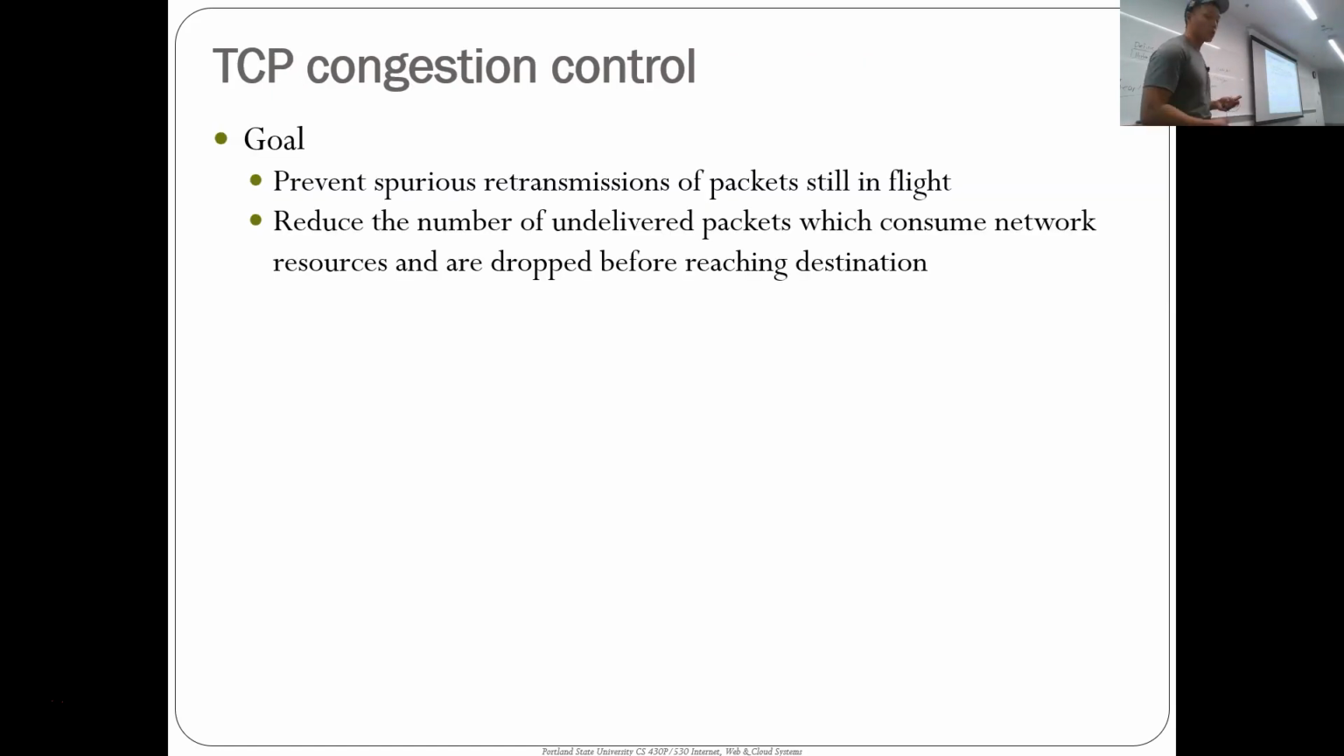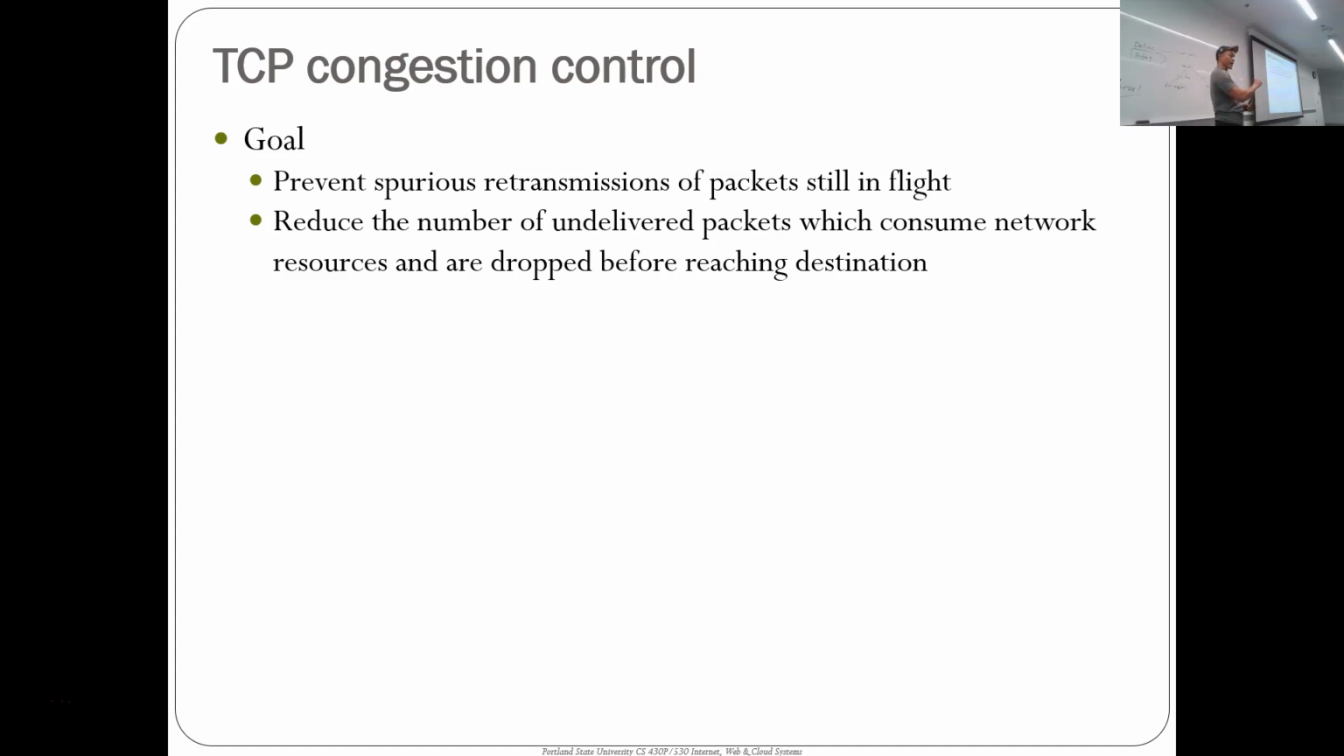And the goal for TCP congestion control is to do two things. Prevent spurious retransmissions of packets still in flight. So if you send a packet and you're like, hey, I haven't heard back an acknowledgement, you don't want to resend while that thing is still being delivered, right? Because then you're sending multiple packets for the price of one. You want a reliable way of only retransmitting when you know a packet's been lost. So that's the first one. The second one is you want to reduce the number of packets that you send that get dropped later on in the network.